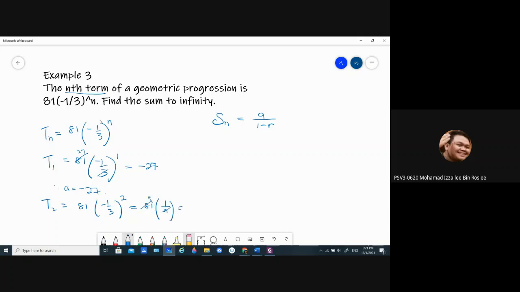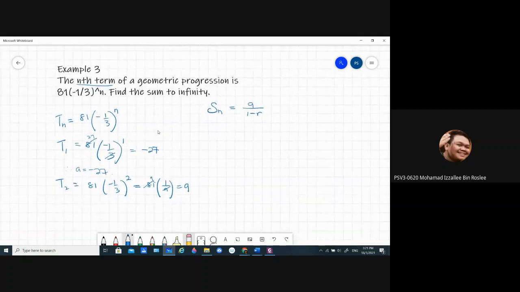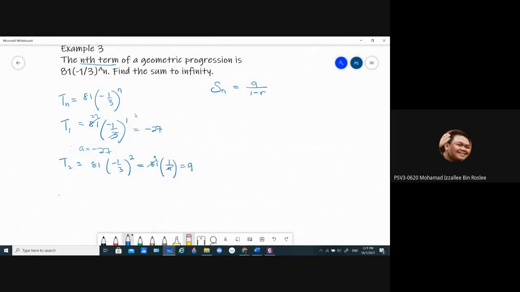So we have term 2 is 9, term 1 is negative 27. So what is our R? R is equal to term 2 over term 1. We need to find the ratio because this is a geometric progression. So term 2 over term 1. Term 2 is 9 divided by negative 27. So we have negative 1 over 3.